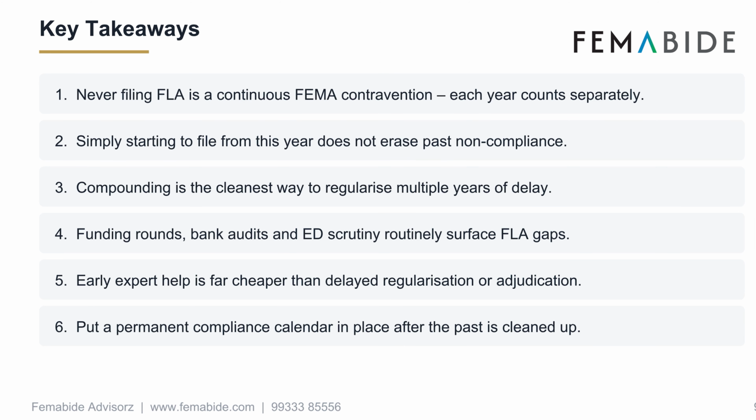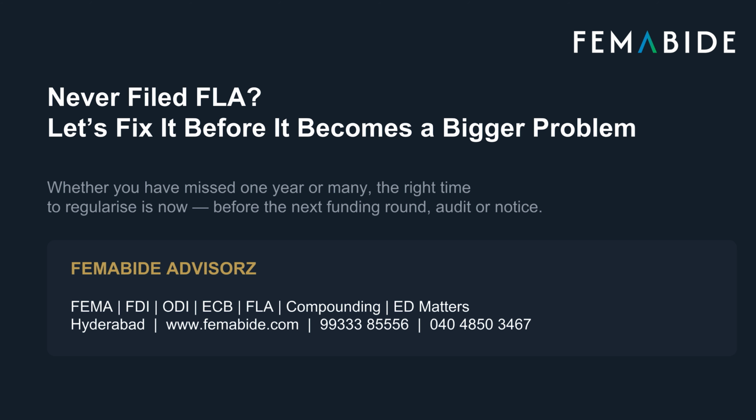Key takeaways. Remember these points. Never filing FLA is a continuous contravention. Starting from this year does not erase past non-compliance. Compounding is the cleanest regularization route. Funding rounds and audits now routinely check FLA history. Early expert advice is always cheaper than delayed action. If your company has never filed an FLA, the right time to fix it is now, before the next funding round, bank audit, or regulatory notice.